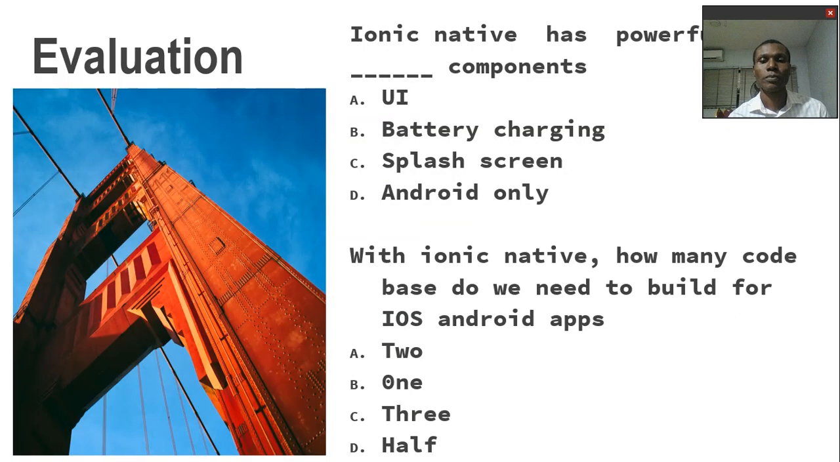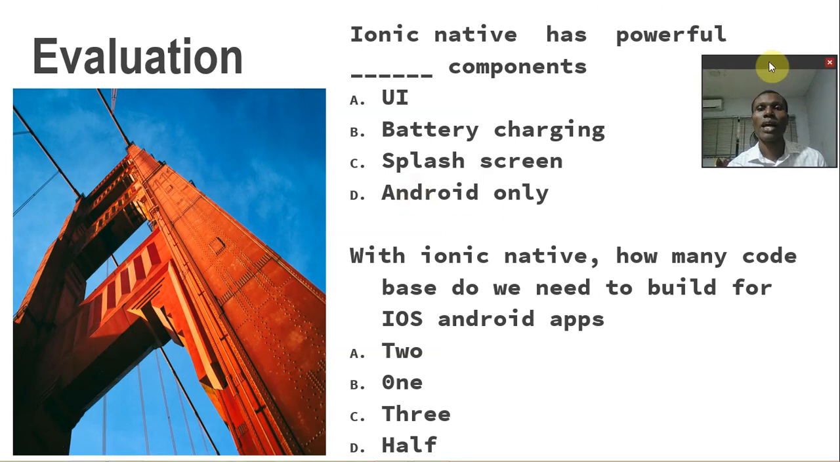We'll take a brief evaluation of what we have learned. You see here Ionic Native has a powerful component, and what could be the answer here? It's just as simple as that. Powerful user interface component. All right, with Ionic Native, with one code base, we need to build for iOS and Android apps. How many code bases do we need? Just one code base.